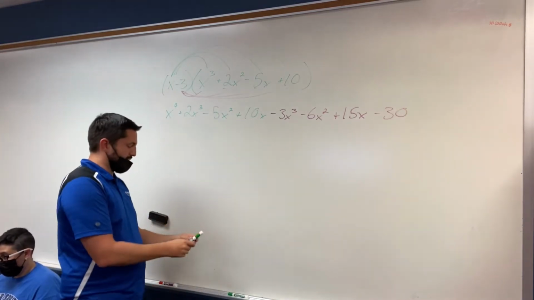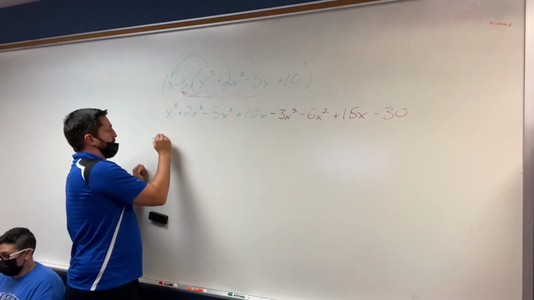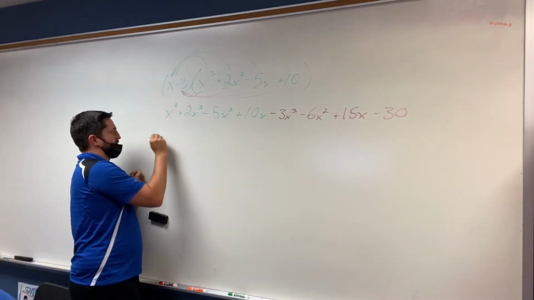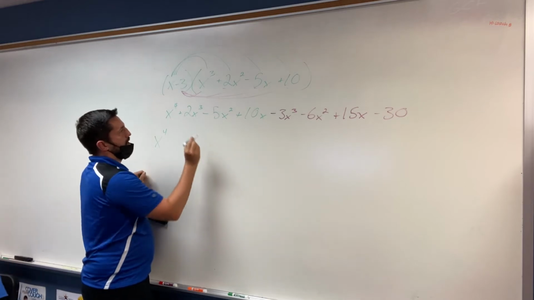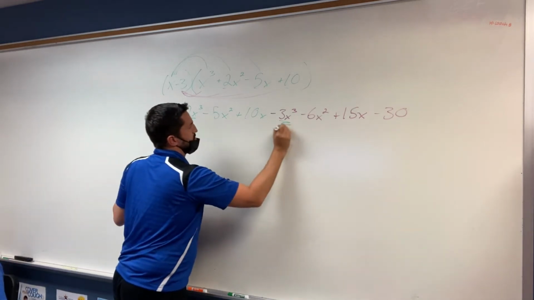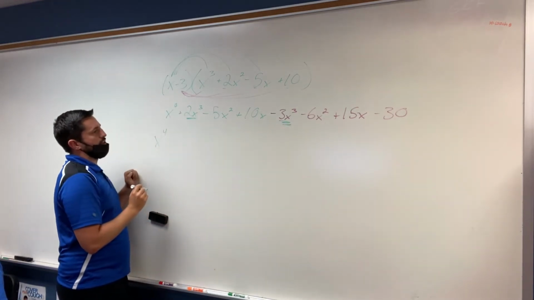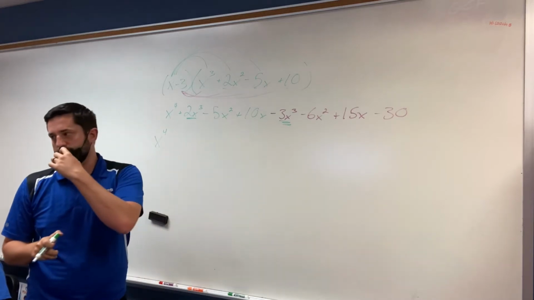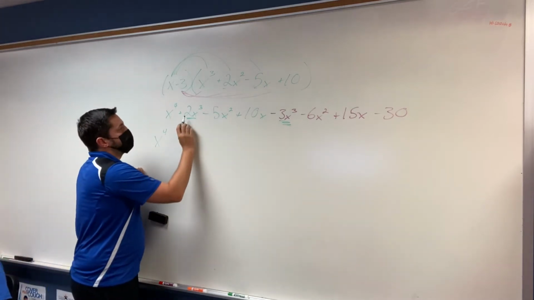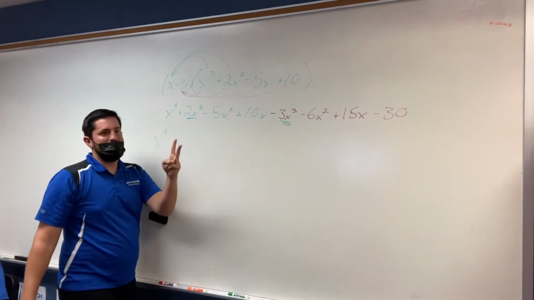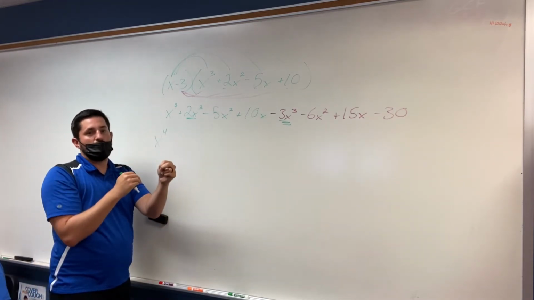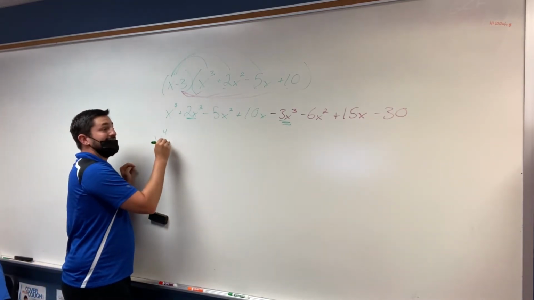Now, combine like terms. So I have my x to the 4th. I'm going to write as far as I can over here. X to the 4th. You're good. I have x cubeds here. I have x cubeds here. So I have a total of, oh no, positive and negative numbers. 2 minus 3. I have 2. I take 3. Uh-oh. What's the answer going to be?